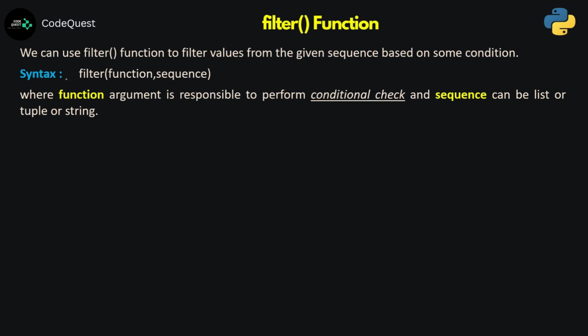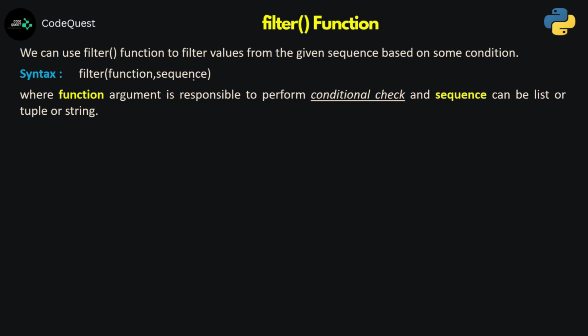So what is the syntax? The filter function is going to take two parameters. One is the function, which is nothing but an argument responsible for checking the condition. Because when I'm filtering, I will specify some condition based on which the filter has to happen. So that is what is defined by this function.